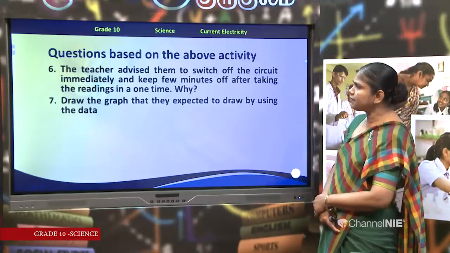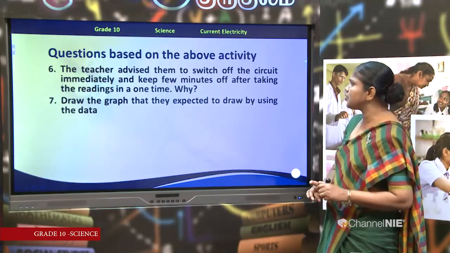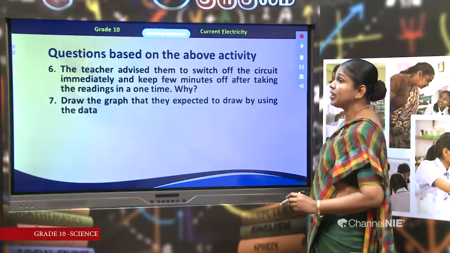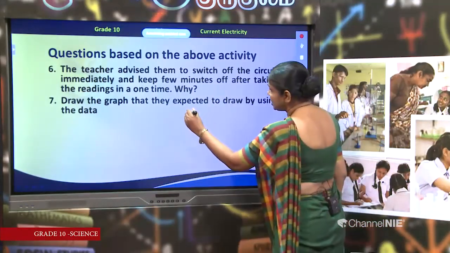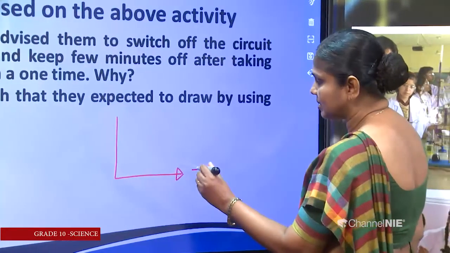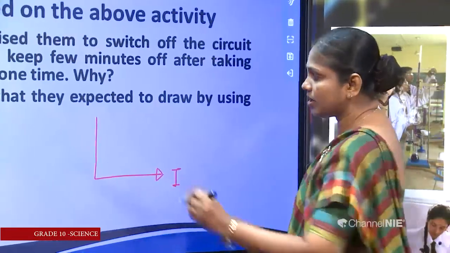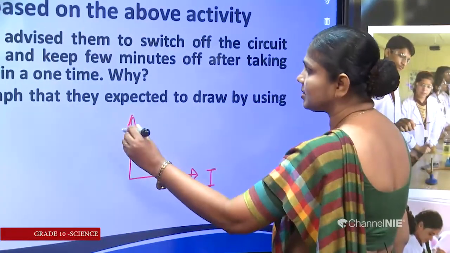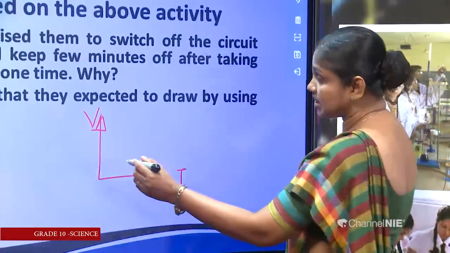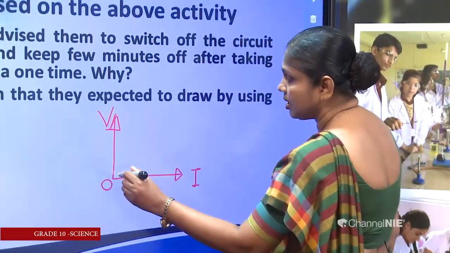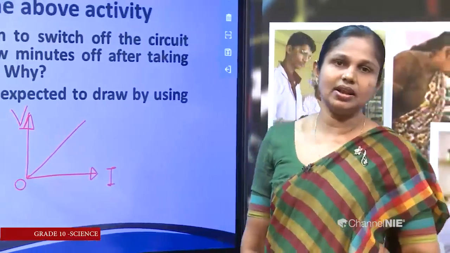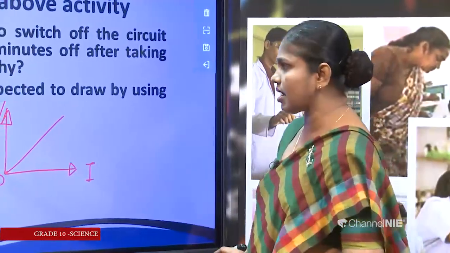Draw the graph that they expected to draw by using the data. What is the graph? We learned it, children. This is the graph, right? Here to the x-axis, I, current flow, to the y-axis, V, potential difference. When the data are plotted, we got a straight line that goes through the origin like this. This is the graph, right?